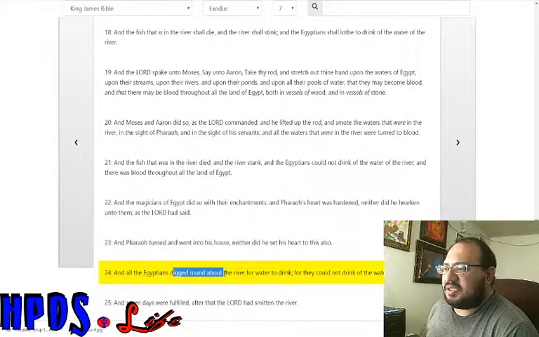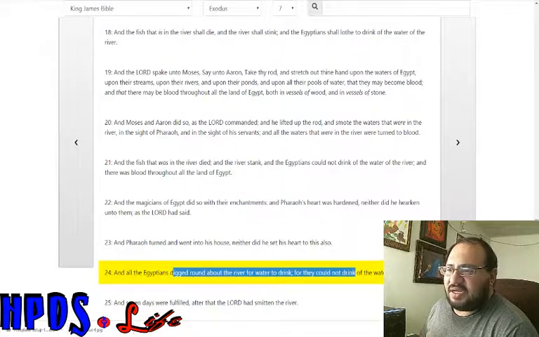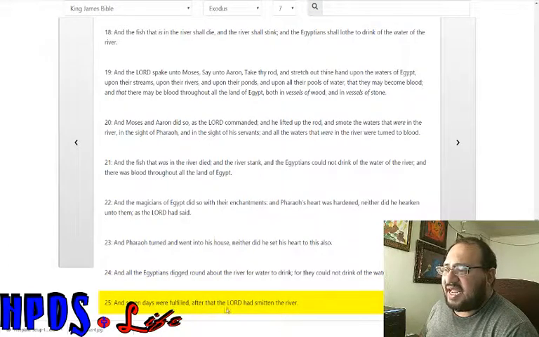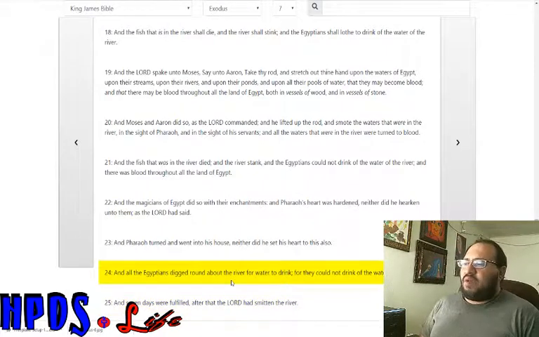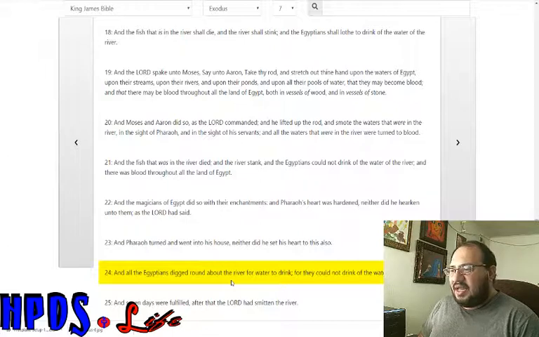And all the Egyptians digged round about the river for water to drink, for they could not drink of the water of the river, and seven days were fulfilled after that the Lord had smitten the river. So the water was blood for a week. Pharaoh was still unmoved, and all his people had to dig around. All the Egyptians had to dig. It was a huge inconvenience. It was clearly a big deal, something supernatural.